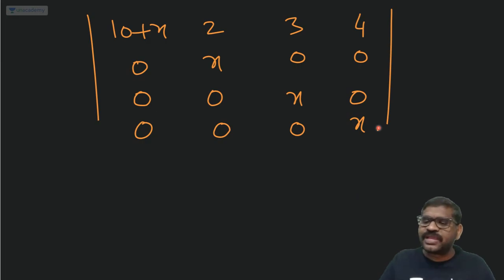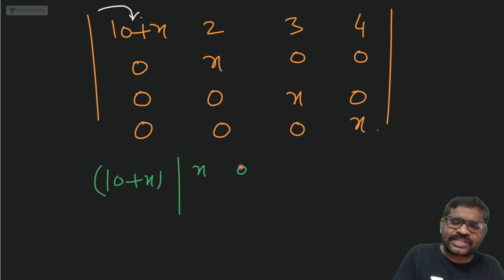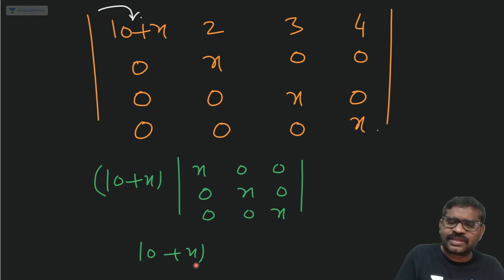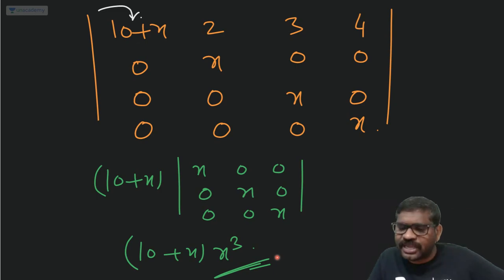Now, I am going to expand the determinant with the help of the first column. 10 plus x multiplied with x, 0, 0, x, 0, 0, x. That is 10 plus x into x cube. I have not taken any term common. You can take common, no problem. That is one approach. This is another approach.